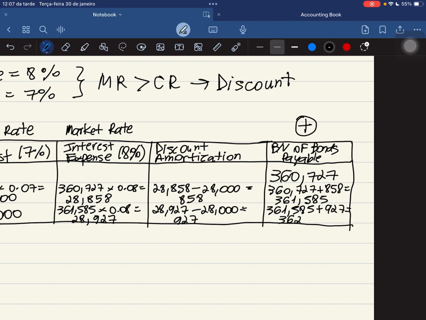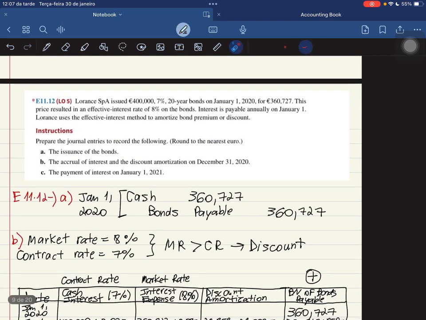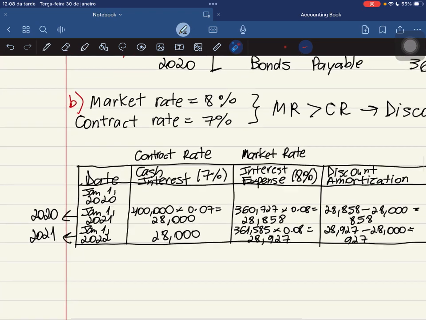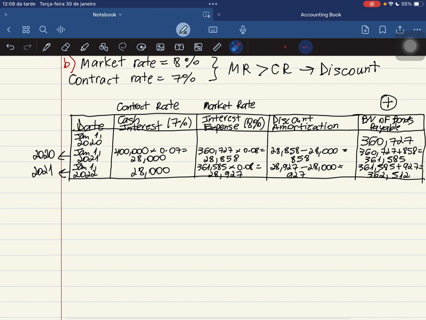That is 362,512. Okay, now we are ready to make our entry. They want us to accrue the interest and the discount amortization on December 31st of 2020. Like I said, December 31st of 2020 is not in this year, right? This is actually the beginning of the year. We don't even have interest here. We are going to record that interest according to this column over here, because on January 1st of 2021, that's when we paid the interest recorded for the previous year of 2020. So December 31st of 2020.